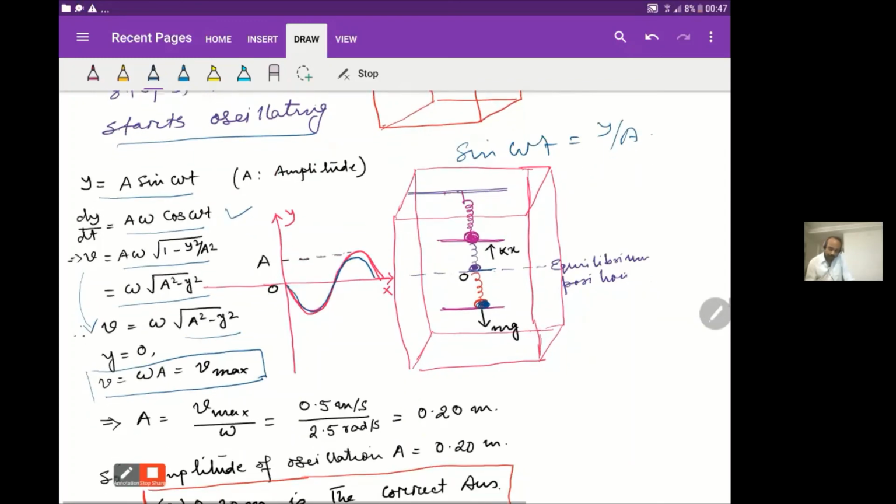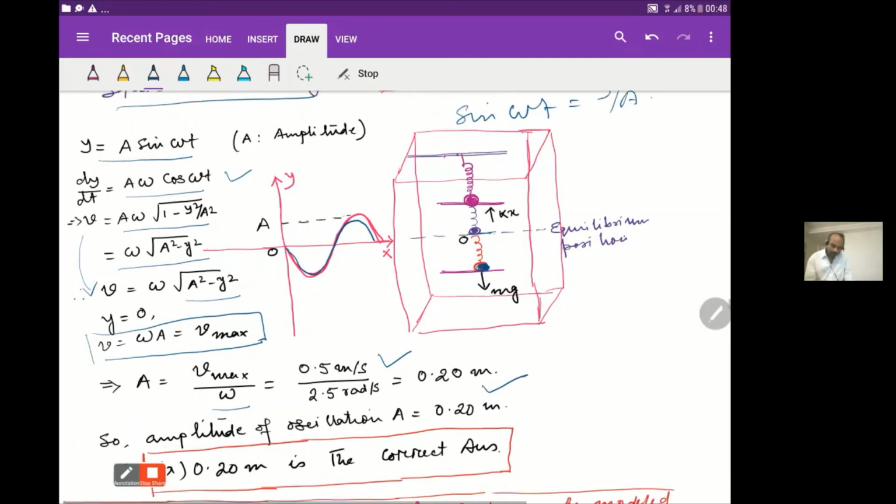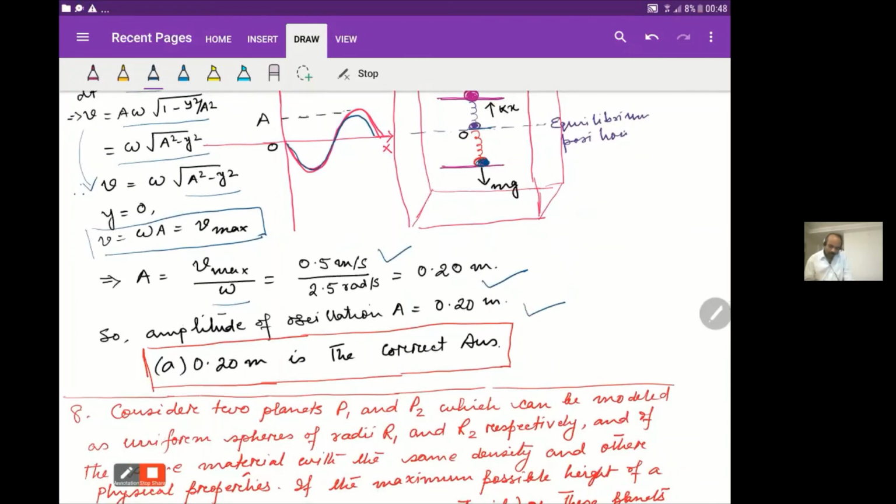So what is the amplitude? We can write a is equal to v max by omega. v max is the 0.5 meter per second, because this is the velocity with which the lift was descending and suddenly it stopped. So that was the maximum velocity, and that gives us 0.20 meter. So amplitude of oscillation is 0.20 meter, and option A is also given as 0.20 meter. Therefore, option A is the correct answer.